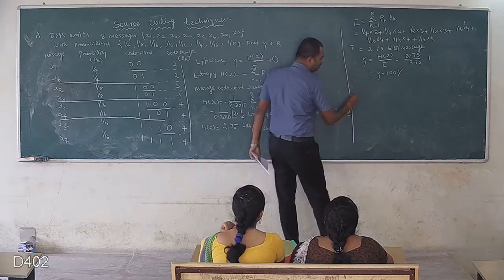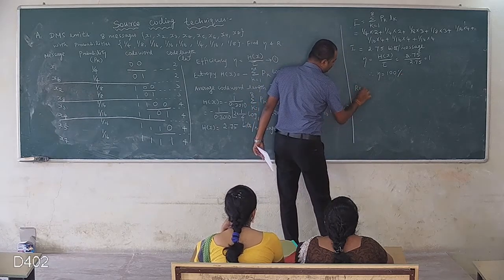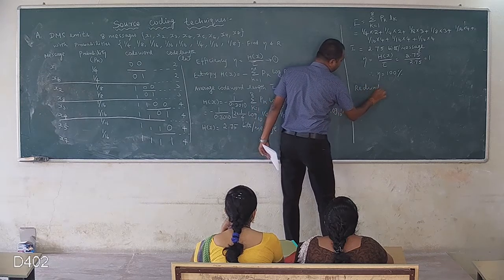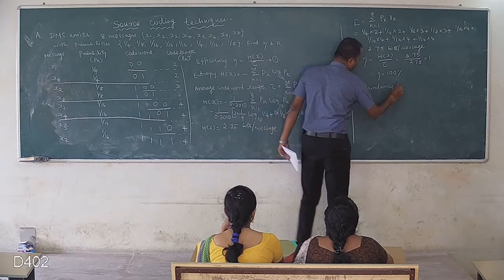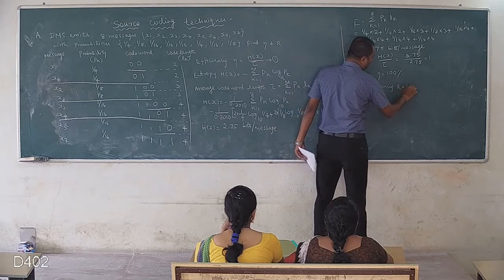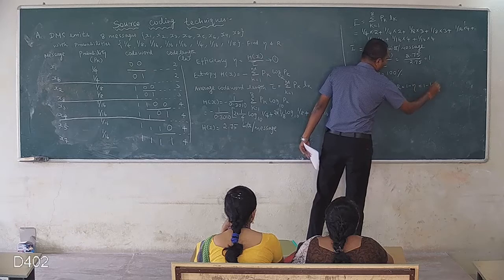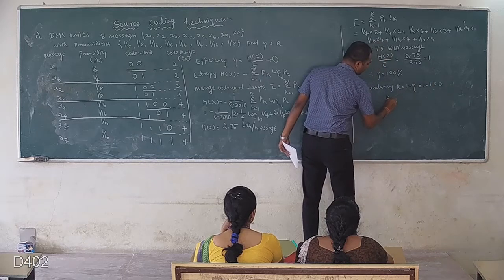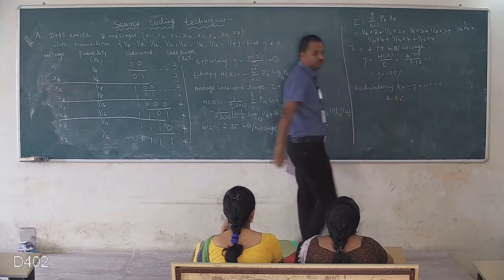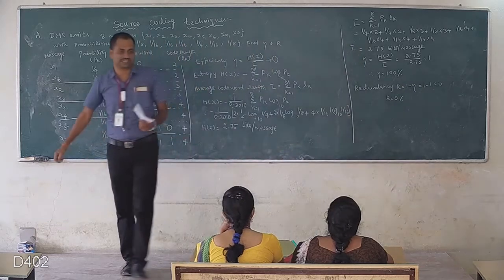Then I need to find redundancy. There is a formula for calculating redundancy. Redundancy is R, and the notation is R is equal to 1 minus eta. So here 1 minus 1 will be 0. That means R will be 0%. That means no duplicate information is present in the communication system.